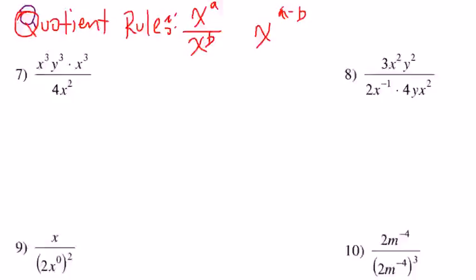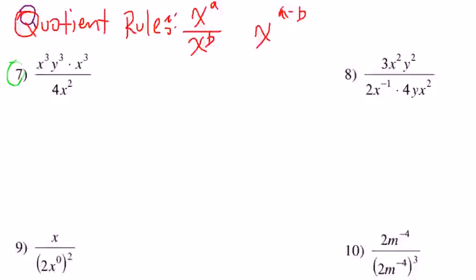Hey guys, so here's our last rule that we're going to look at for now. This one is called the quotient rule. Quotient is just a fancy word really for division. So let's not get confused by that. But we now have to use what we know before.